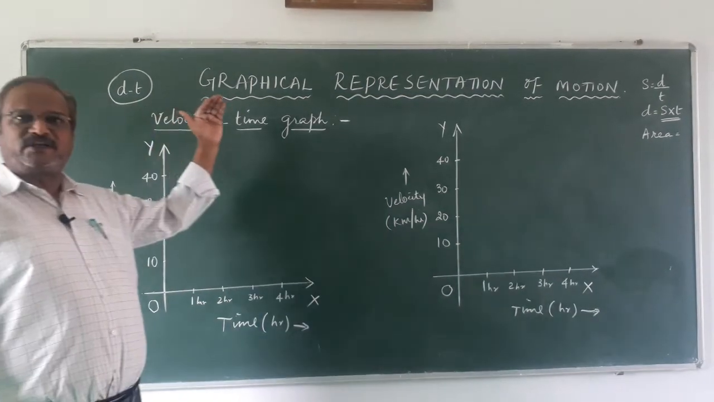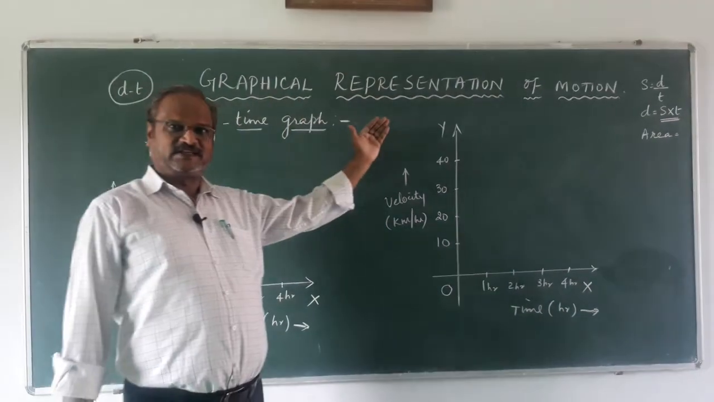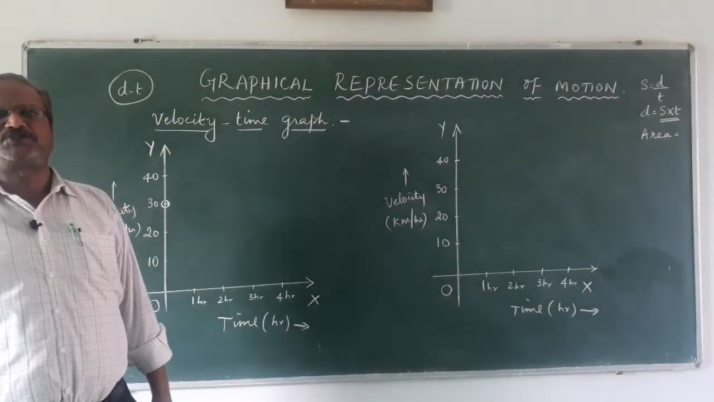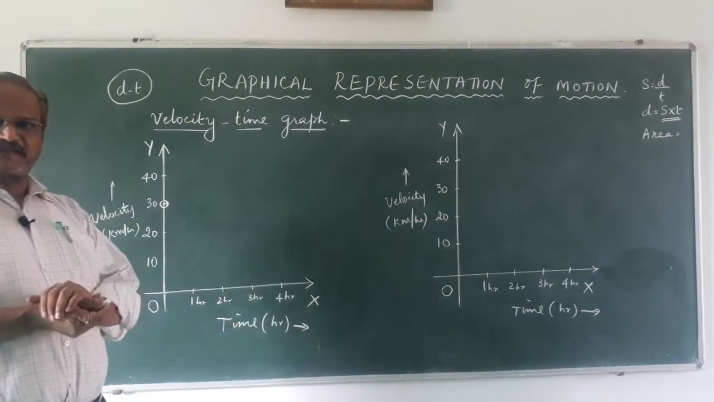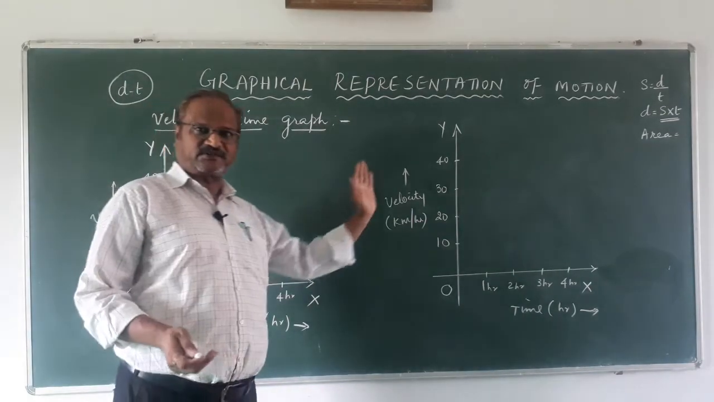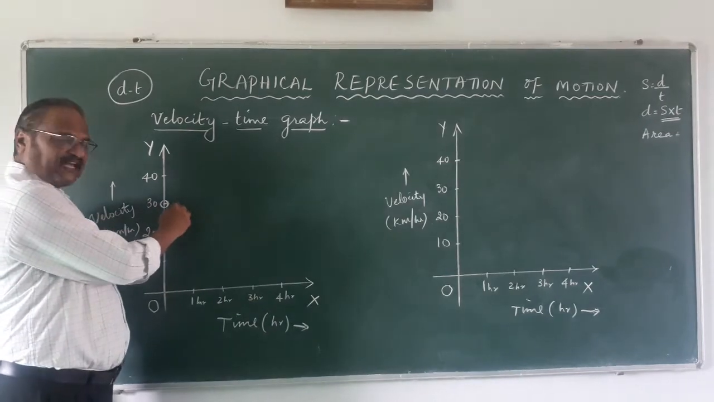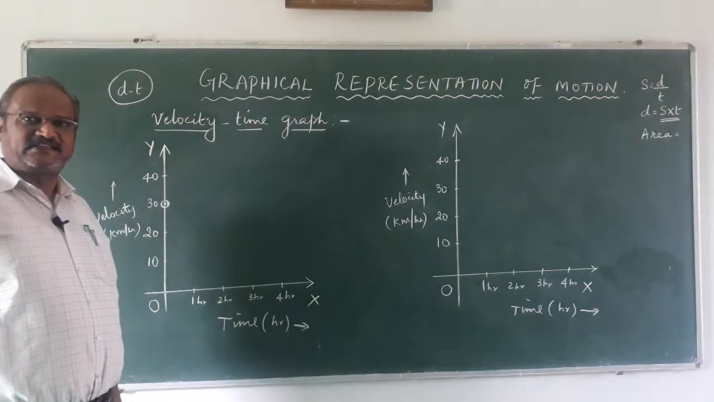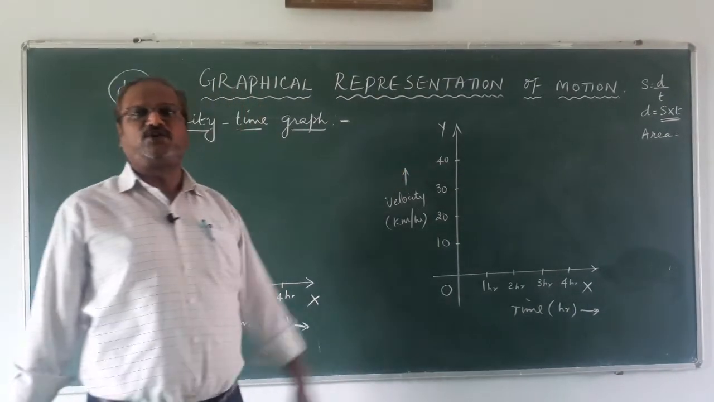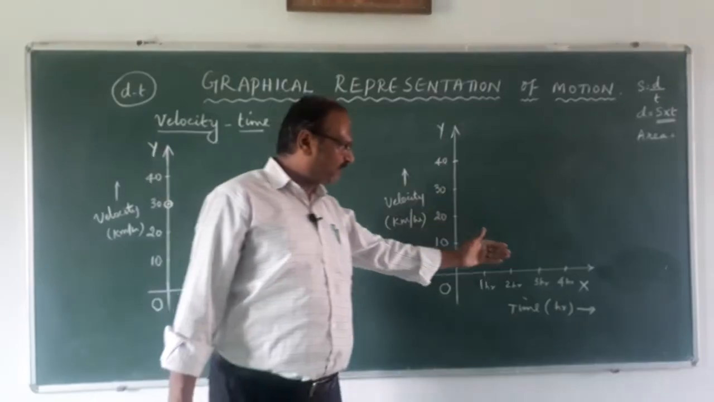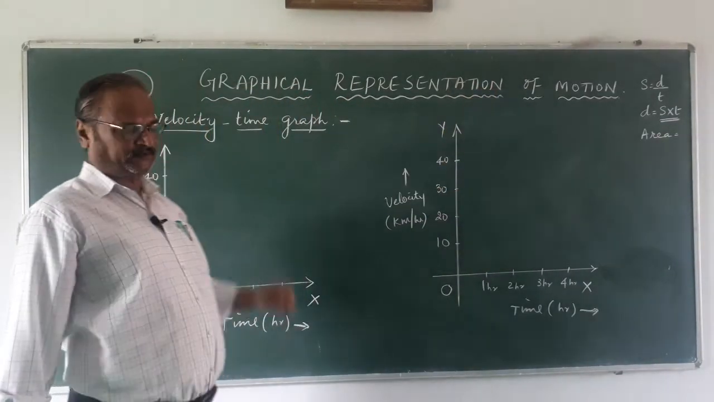Today, we are going to learn about the graphical representation of motion. In the previous video, we studied the distance time graph. In the distance time graph, we saw three sets of graphs. In the first one, the body was at rest, and the line was parallel to the x-axis. In the second one, you found a slanting line, which was for uniform motion. And in the third one, you found a curved line, which was for non-uniform motion.